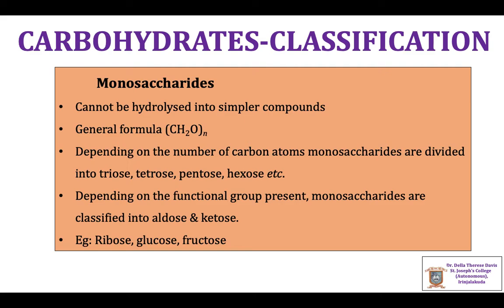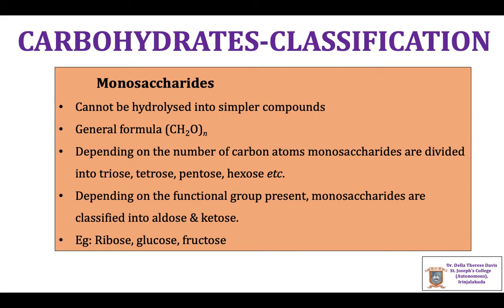Based on their behavior towards hydrolysis, carbohydrates are classified as monosaccharides, oligosaccharides, and polysaccharides. Monosaccharides cannot be hydrolyzed into simpler compounds. They have the general formula (CH2O)n. Depending on the number of carbon atoms, monosaccharides are divided into triose, tetrose, pentose, hexose, etc. Where triose contains 3 carbon atoms, tetrose contains 4 carbon atoms, and pentose and hexose contain 5 and 6 carbon atoms respectively.